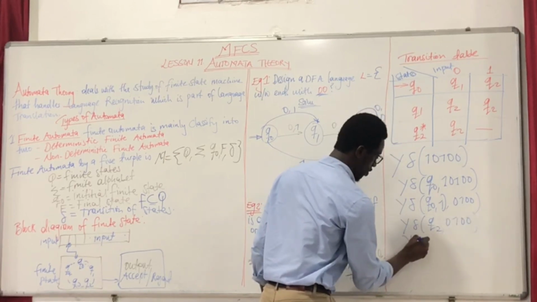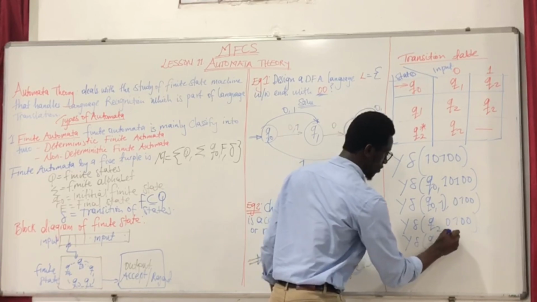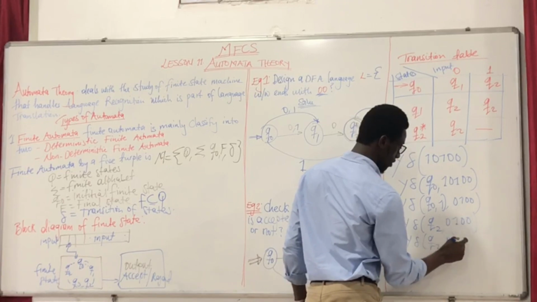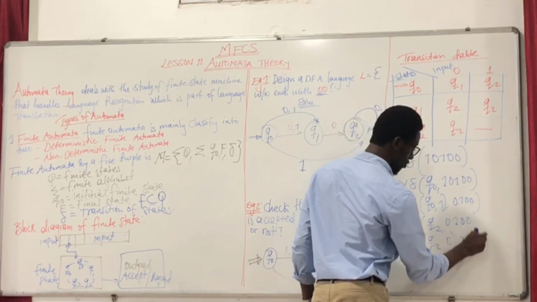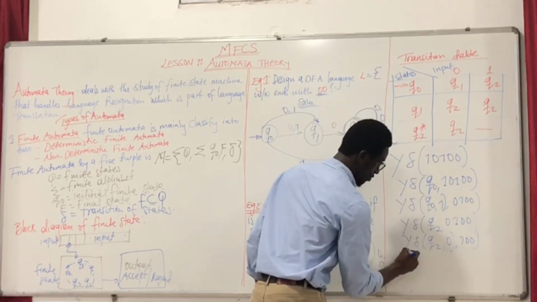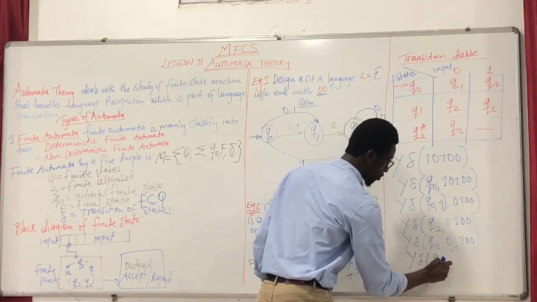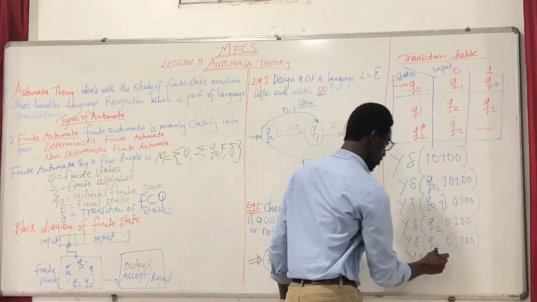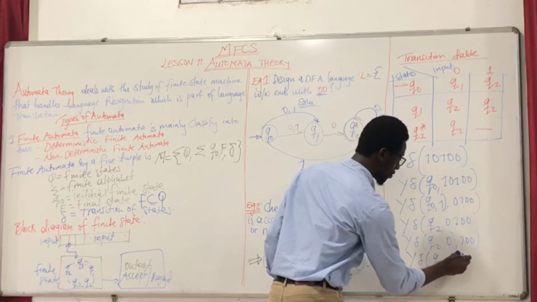Then another transition, Q2, 0. Then the remaining is 1, 0, 0. So Q2, 0 is Q2, because here Q2, 0 is Q2. So we say Q2, comma, we take this 1, 0, 0.